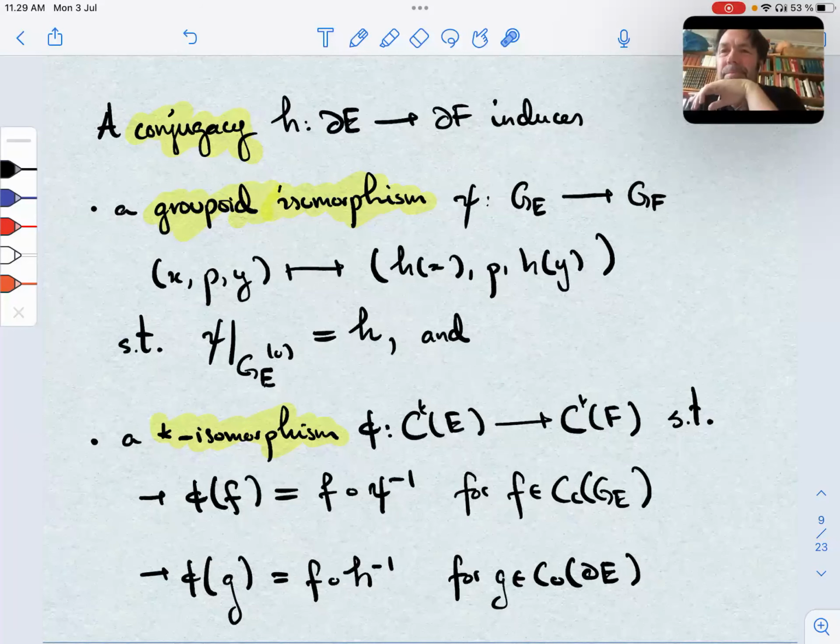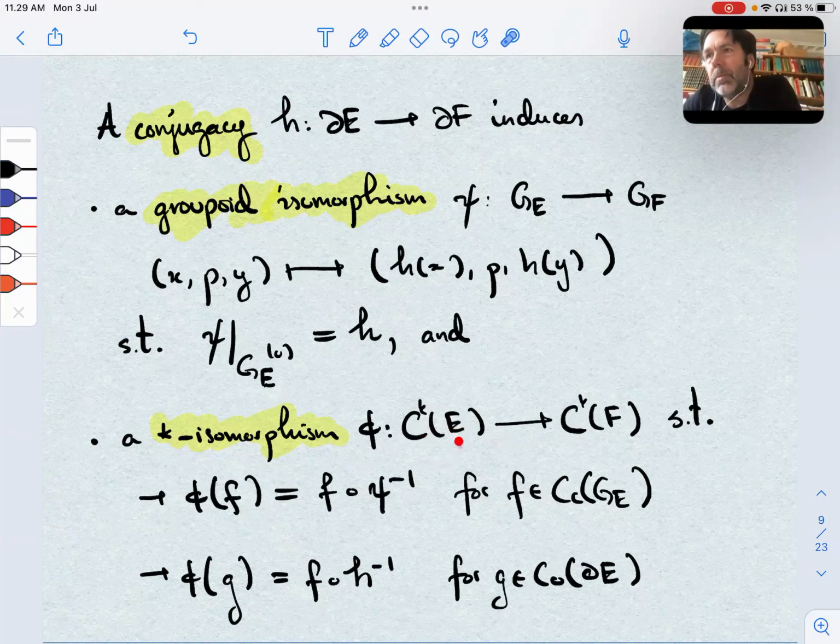Good. So I just wanted to mention, such a nice map on the groupoids gives you a nice map on the C-star algebras. Again, remember the C-star algebra contains a copy of the functions on the unit space. And if you look at things coming from the unit space, it's exactly the induced map from the original homeomorphism. So everything is aligned very nicely.